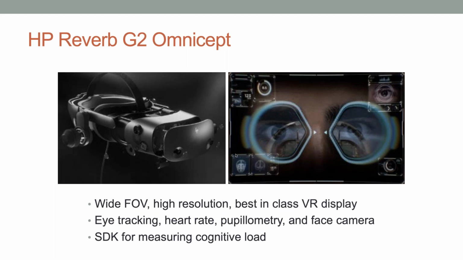But most interestingly, it has eye tracking integrated into the display, and also pupillometry and heart rate, so it can measure your heart rate information, and has a face camera, so it can measure your face expression. And they also ship it with a developer kit where you can measure cognitive load. So this is the type of system you want to use if you're doing, for example, training applications, and you want to measure people's stress or cognitive load while training. I've got a small video of this one.